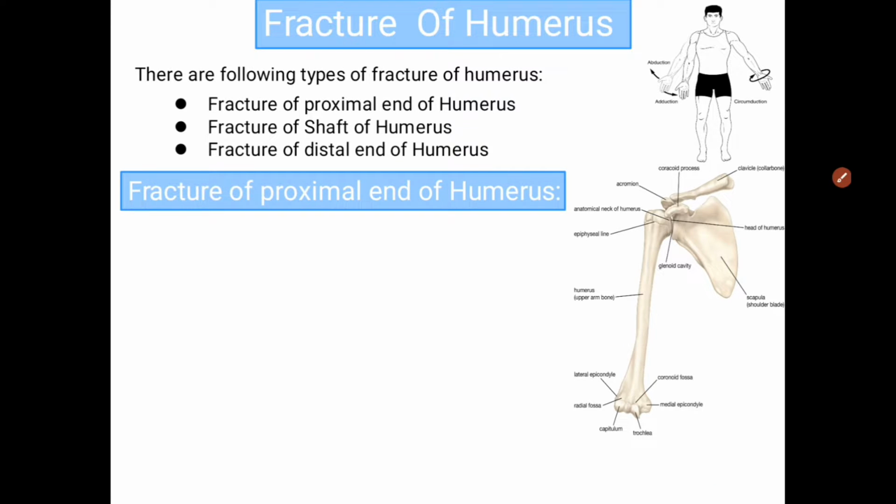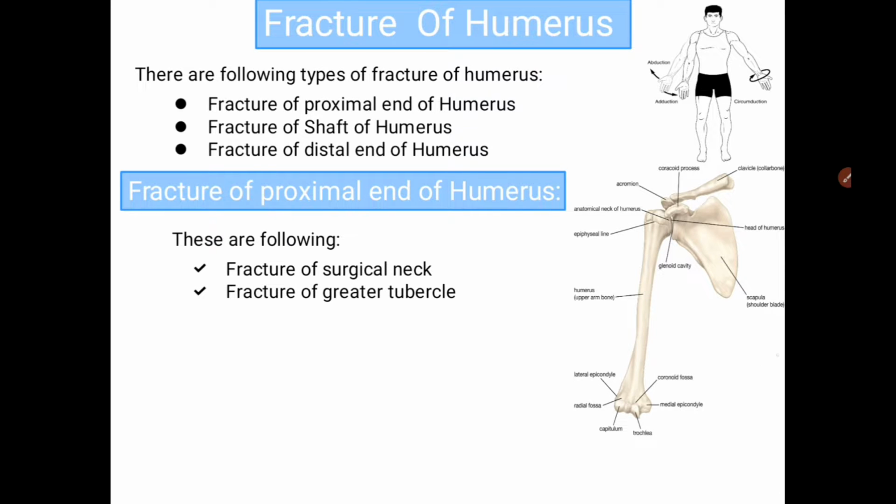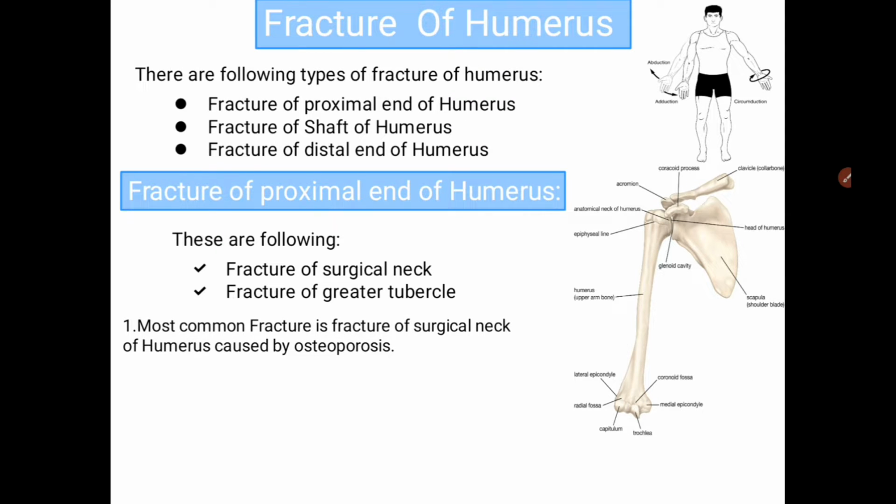Let me discuss number one, the fracture of the proximal end of humerus. The following fractures occur: fracture of the surgical neck, and the anatomical neck of humerus. Second is a fracture of the greater tubercle. There are also some other fractures, like a fracture of the greater tuberosity, lesser tuberosity, and lesser tubercle, but both of these are more important than others.